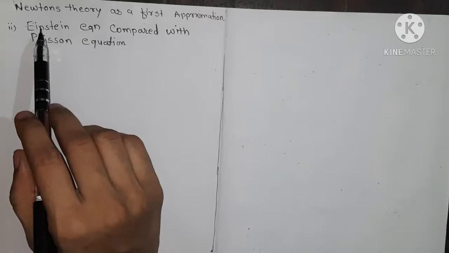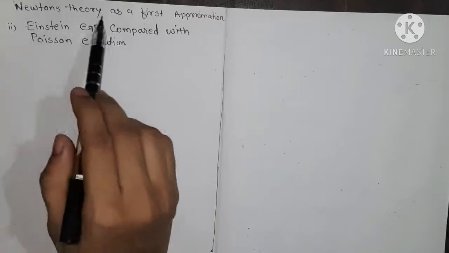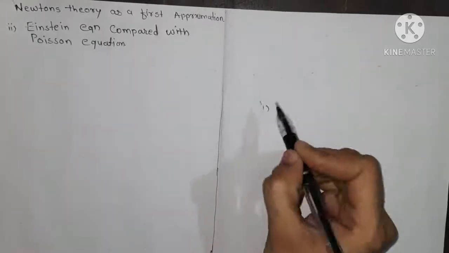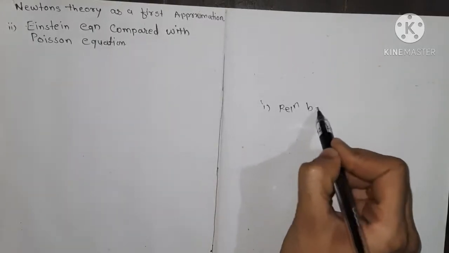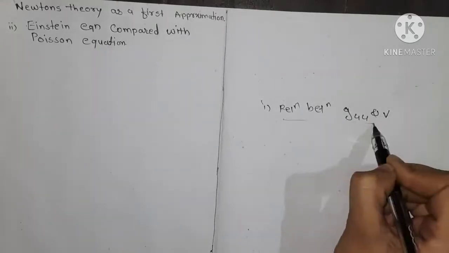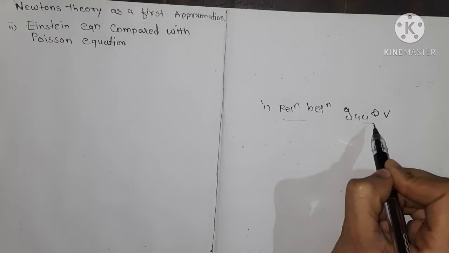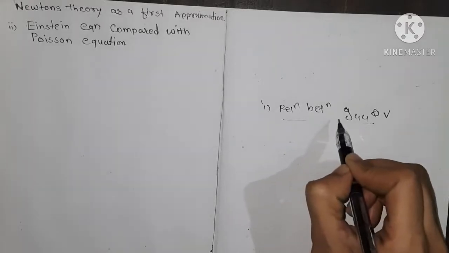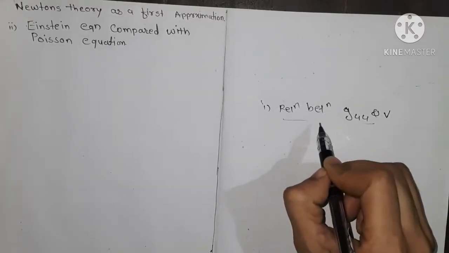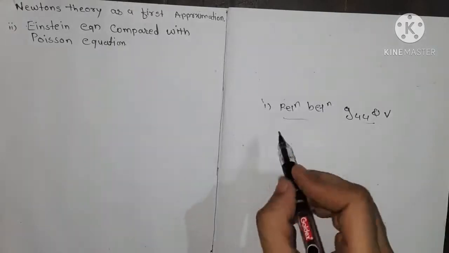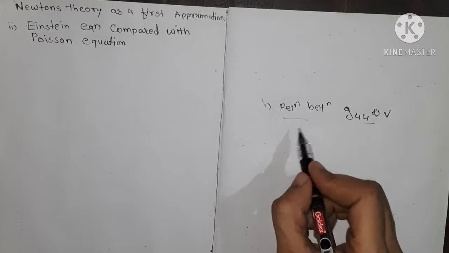Welcome students. In the last lecture we started with the Newton theory as a first approximation, and we saw the first relation, a relation between G44 and V. In deriving this relation we considered the field as a static field, and in the Newtonian theory we have small velocities as compared to the velocity of light. So we assume small velocities and a static field in deriving this equation, and we quickly recall how we derived it.